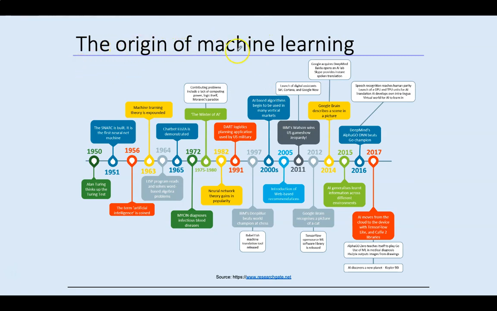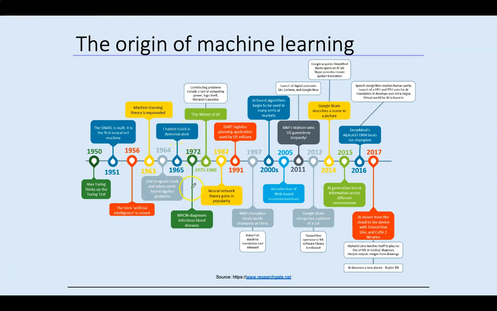Let's understand the origin of machine learning. Somewhere around 1950, Alan Turing thought up the Turing test, and from there the origin of machine learning, and of artificial intelligence, started. In 1951, SNARC was built, the first neural network machine. In 1956, the term artificial intelligence was coined. Around 1963, machine learning theory was expounded. In 1964, a program was built to solve algebra problems. In 1965, the chatbot Eliza was demonstrated.